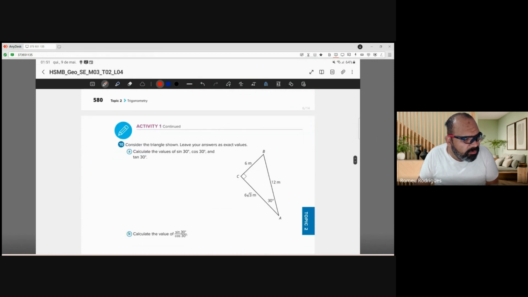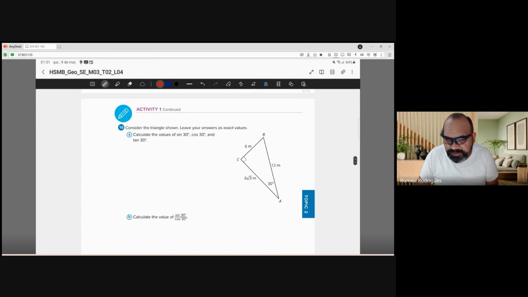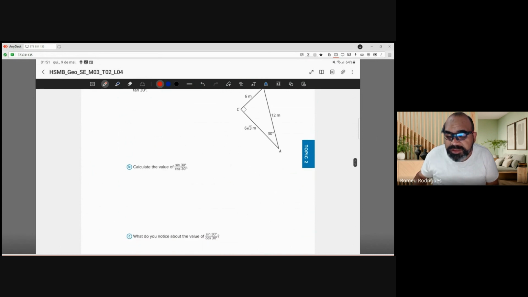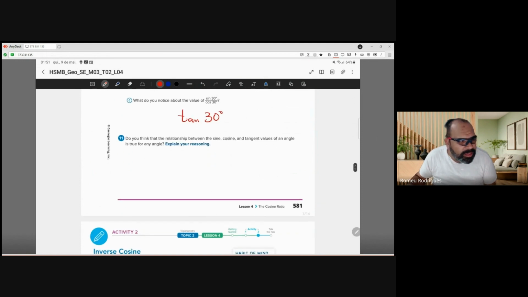keep going, keep working. And this one here is another relationship, different measurements; figure it out also, and calculate the value here. This is interesting. The sine divided by cosine, and sine divided by cosine. Also, again, what do you notice? I think if you notice correctly, sine divided by cosine gives you the tangent of 30 degrees. That's the most interesting thing. Okay? And if we keep working here, question 11 also: how does the relationship of sine, cosine, and tangent work? Okay?